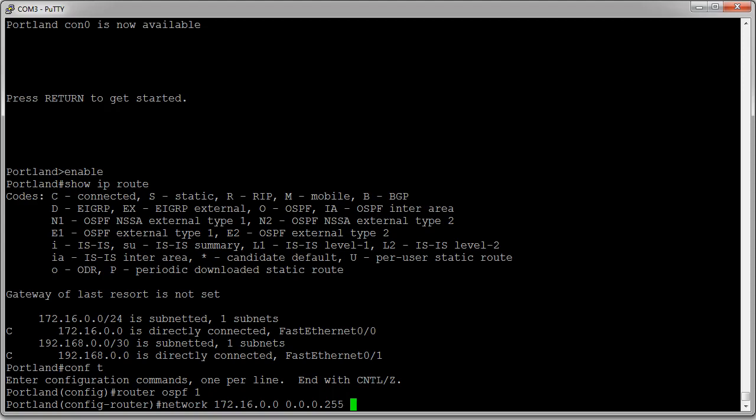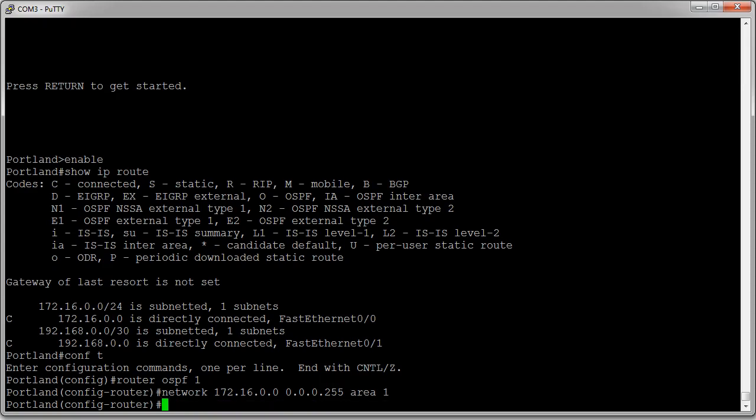Next, I need to tell the area. So I'll do area 1. I just need to make sure that everything in my network is the same area.